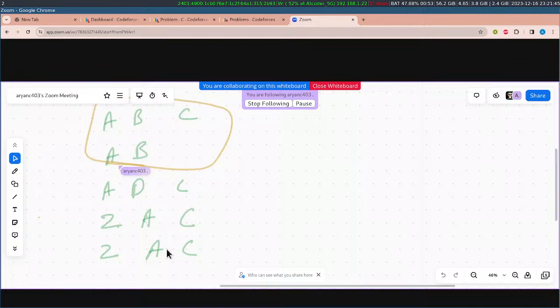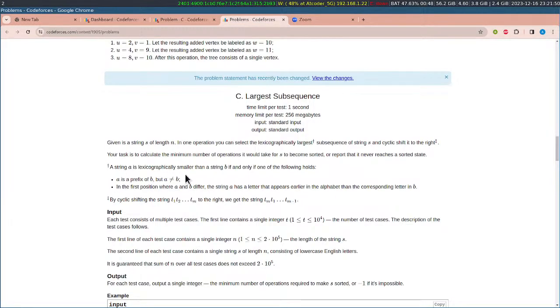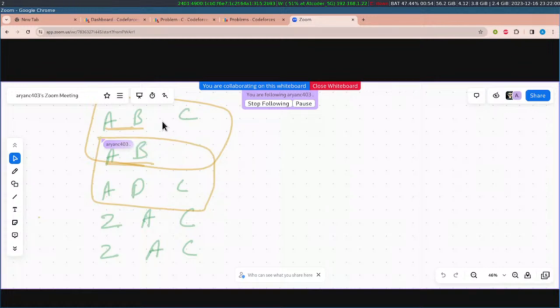AB and AB are same. So here in that case, by the first point, we will say that AB is smaller than ABC. Similarly, if we compare ADC and AB, the first place where both of them differ are B and D, and because B comes first in the alphabetical order than D, AB is smaller than ADC.